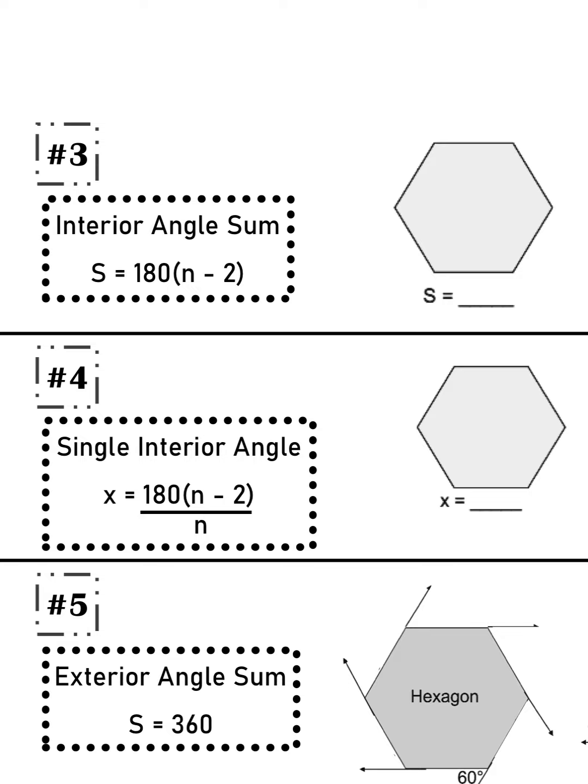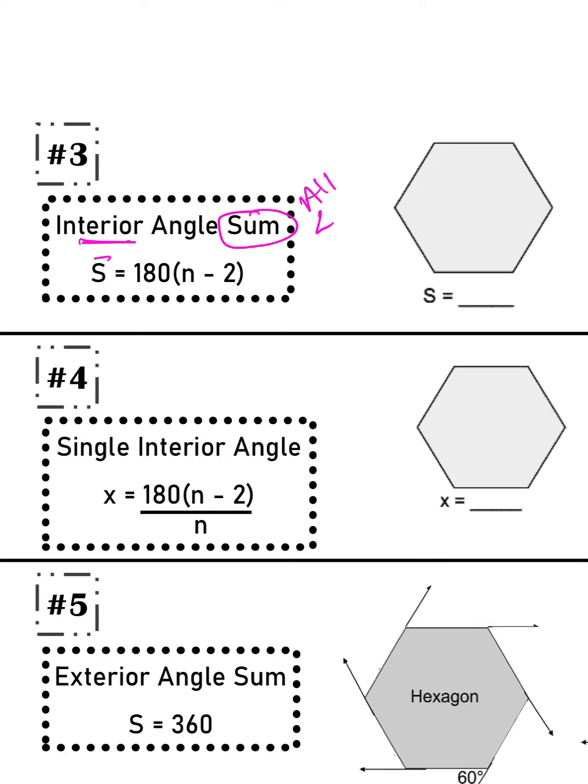All right, so let's go to the second page. The first thing we're going to discuss is interior angle sum. The sum means all angles. And interior means interior angles, all of them. How many degrees is it going to be?